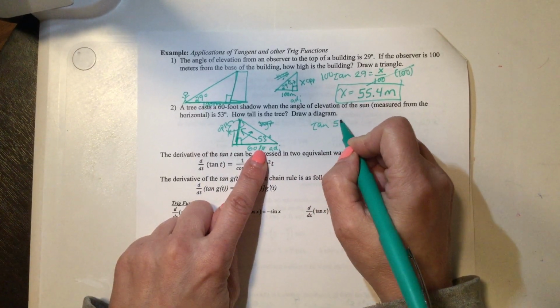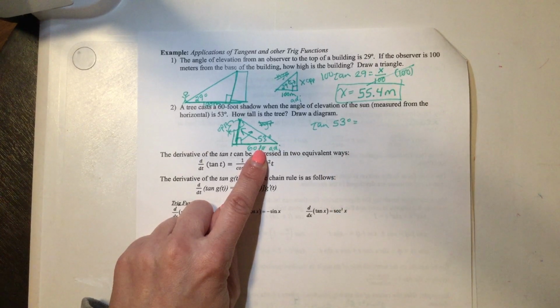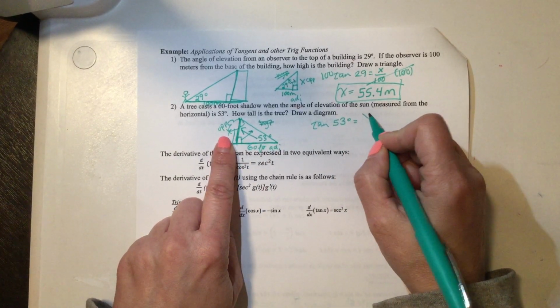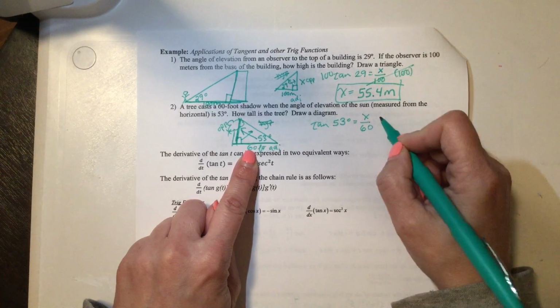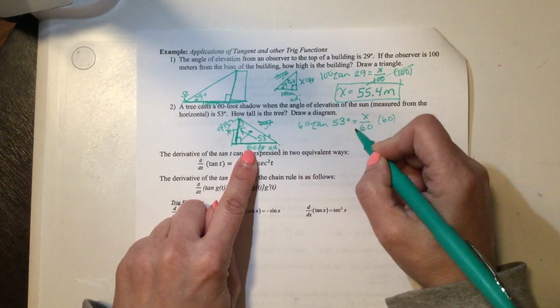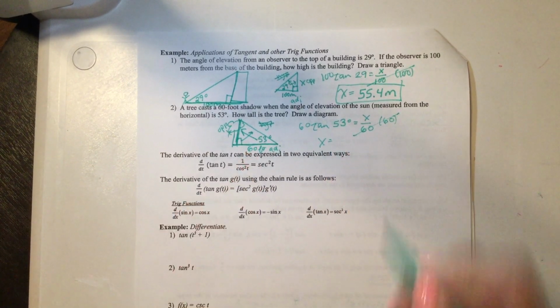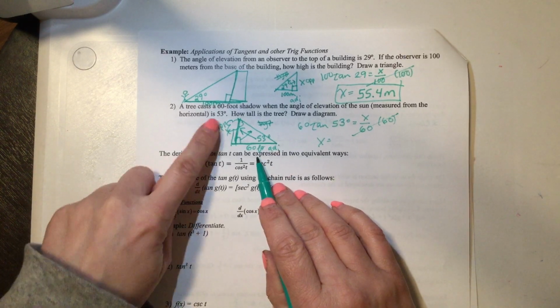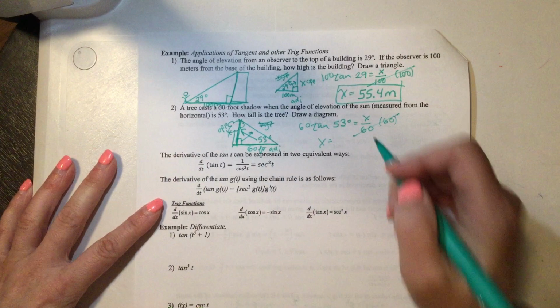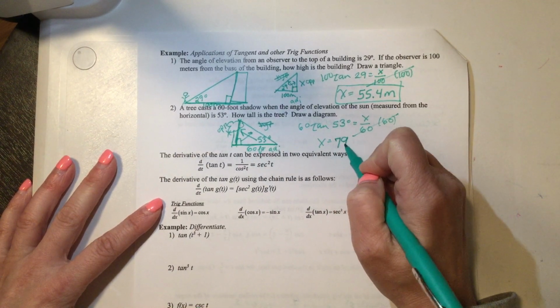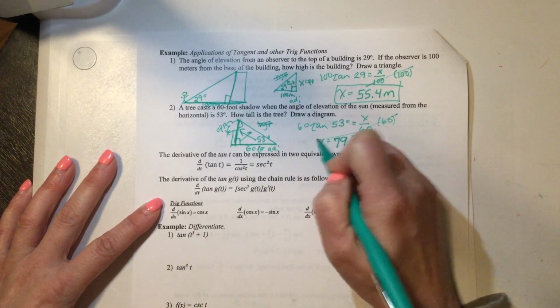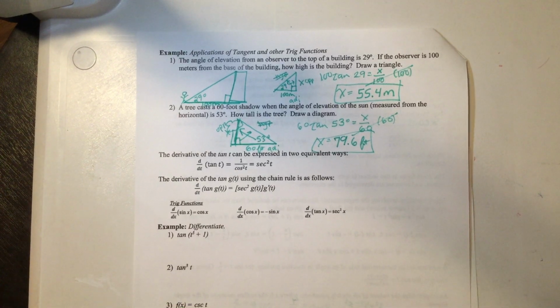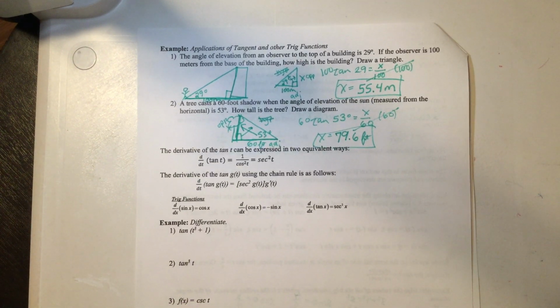The tangent of the angle, which this time is 53 degrees. Tangent is opposite over adjacent. To get rid of the 60, because it's on the bottom, I go ahead and multiply both sides. So if I take 60 times the tangent of 53, that tree, and it's going to be in feet because the shadow is 60 feet, that tree, if I round it to the tenth, is 79.6 feet. Okay, so two examples of applications where you would need the tangent.